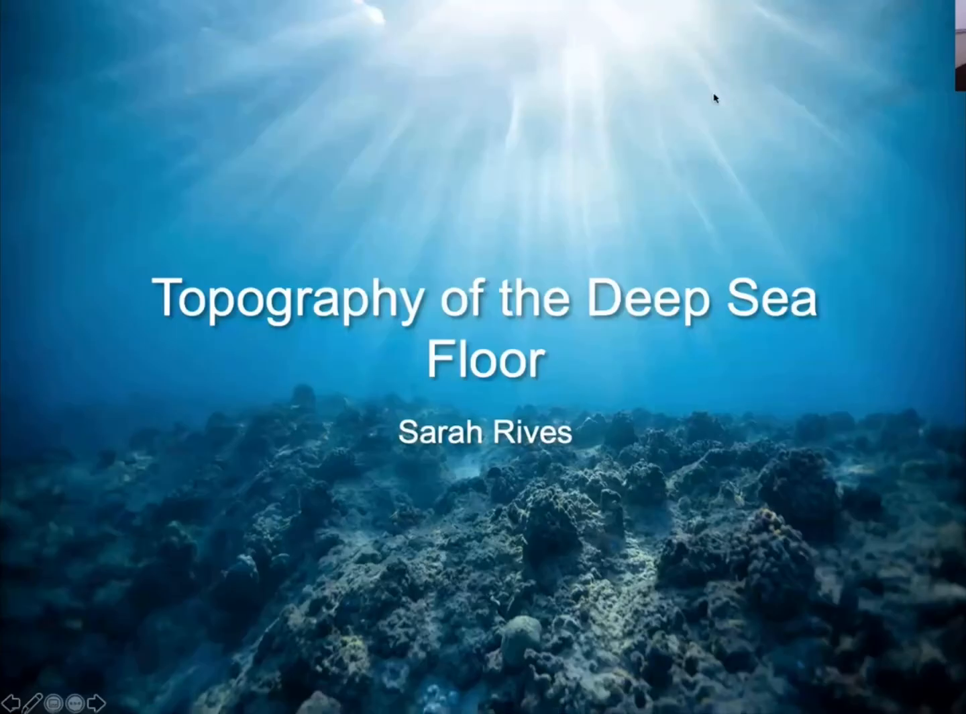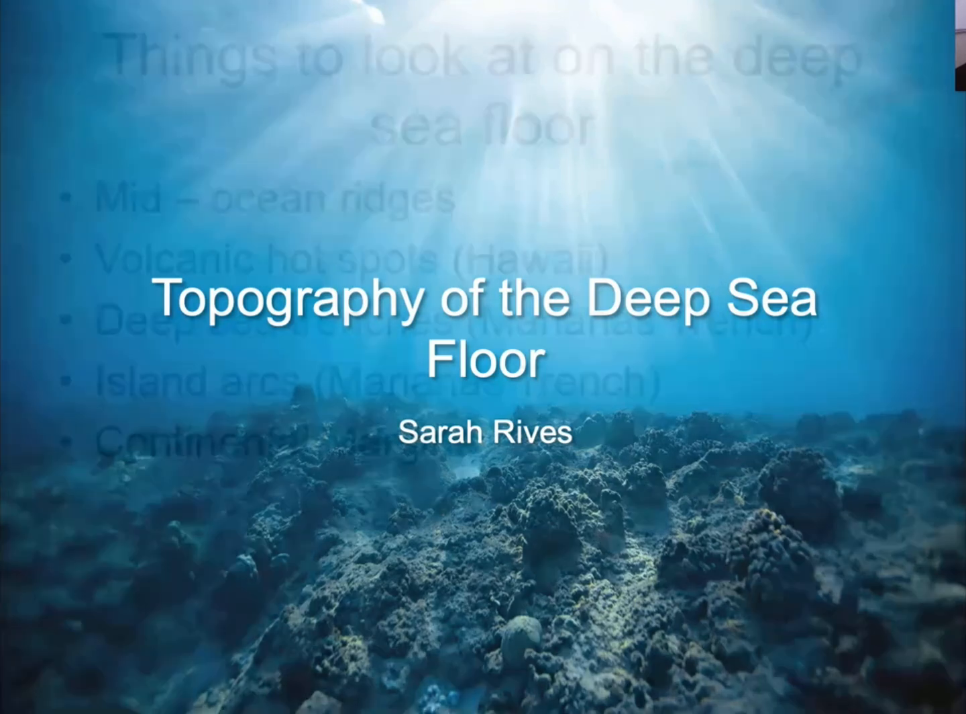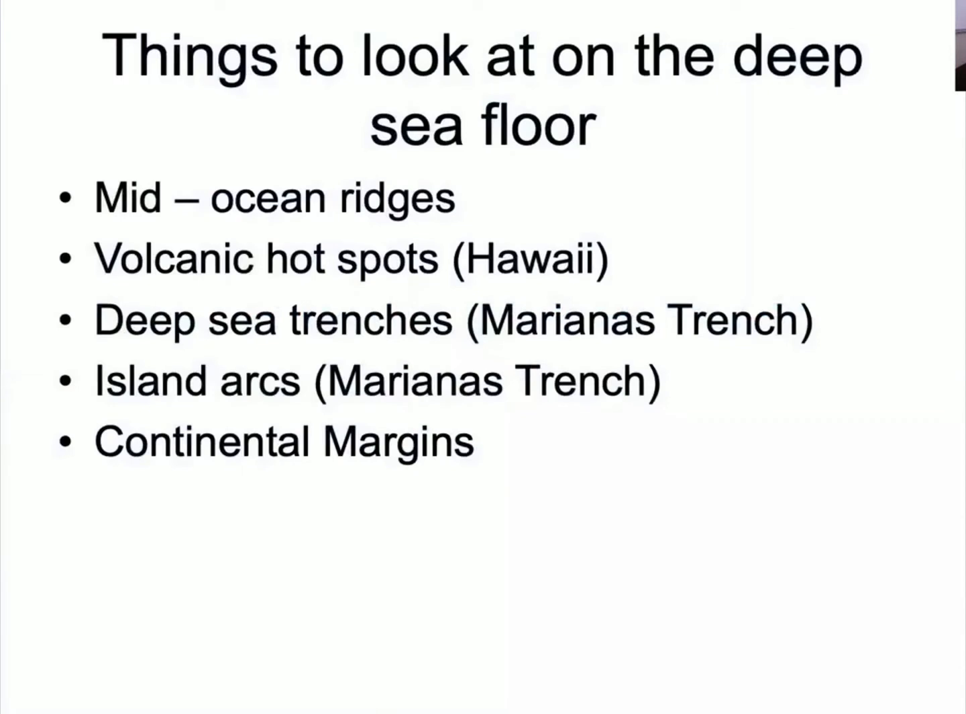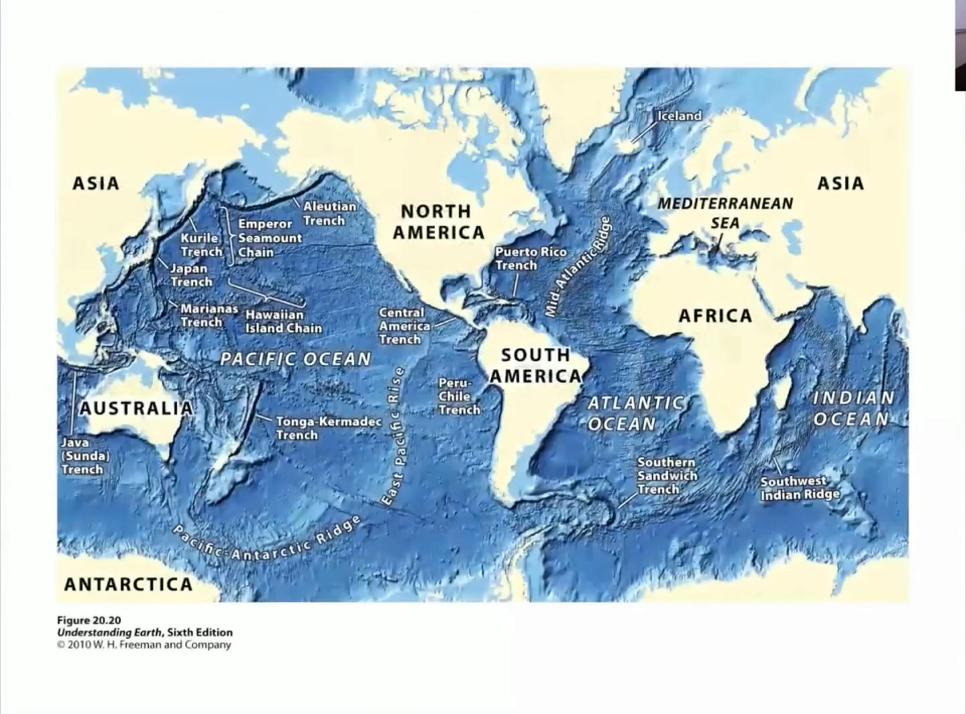Hi, my name is Sarah Reeves, and I'm going to be talking about the topography of the deep sea floor. The definition of topography is the arrangement of natural and artificial physical features of an area. Some terms you need to think about when you're looking at the deep sea floor are mid-ocean ridges, volcanic hotspots, which you can think of Hawaii, deep sea trenches and island arcs, which you can think of the Marianas Trench, and continental margins. Here we have a topography map of the Earth laid out.